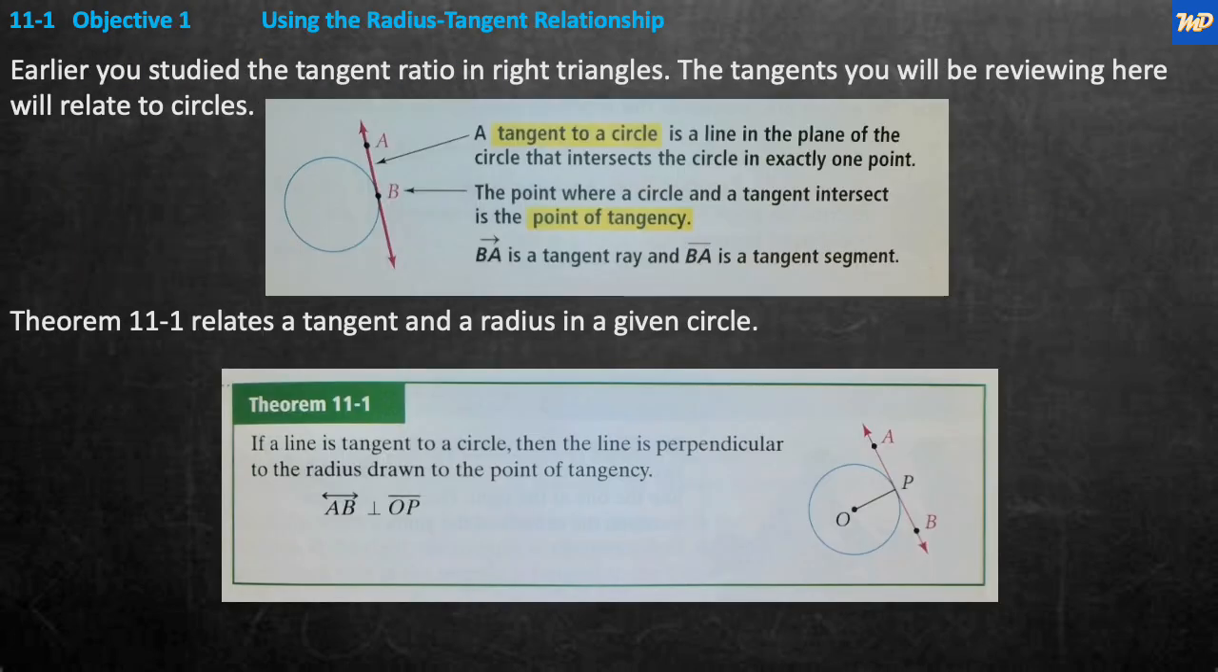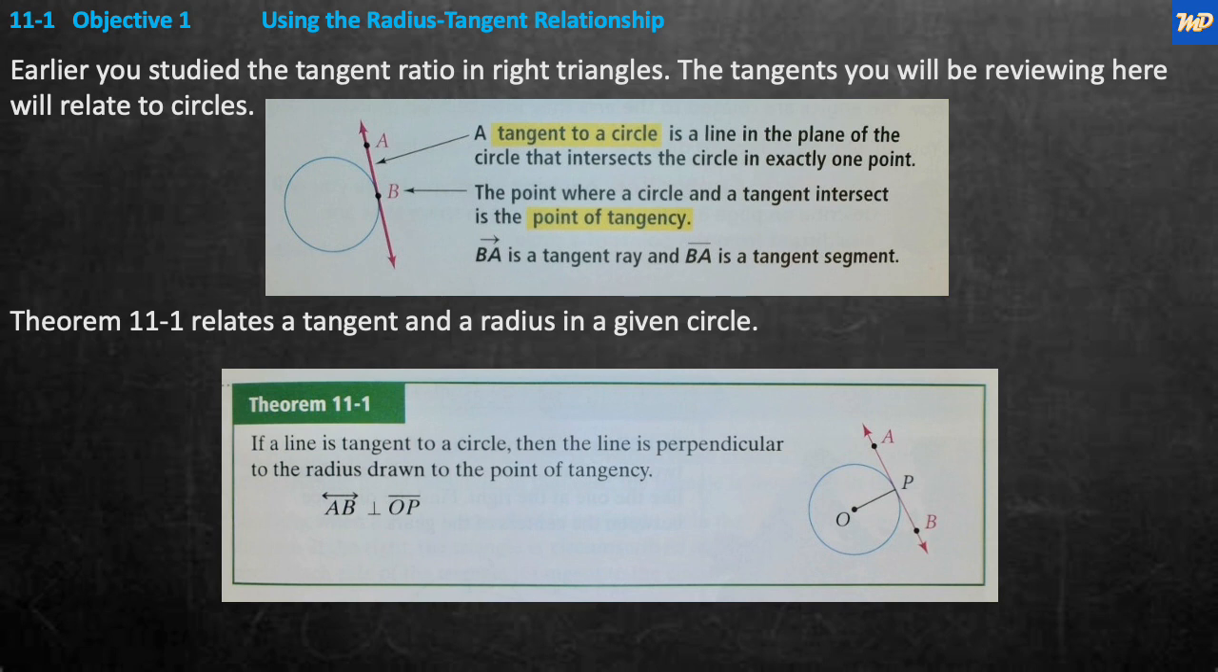Okay, objective 1, using the radius-tangent relationship. Earlier, you studied the tangent ratio in right triangles. The tangents you'll be reviewing here are related to circles. And so we have a diagram here. What they're showing is a circle, and point B is the point of tangency we were talking about before, that one point where the line actually touches the circle. And B is describing a segment or a line or a ray attached to the circle at that point of tangency.